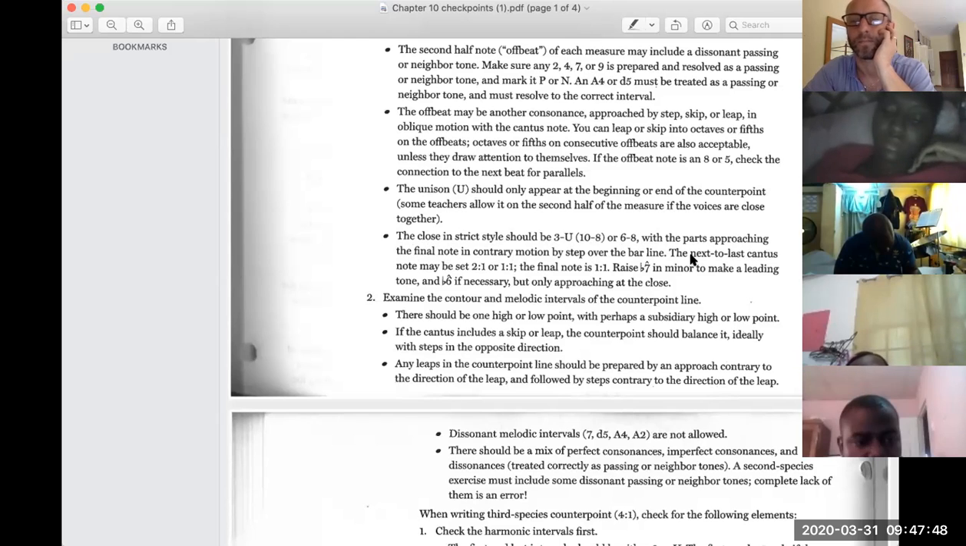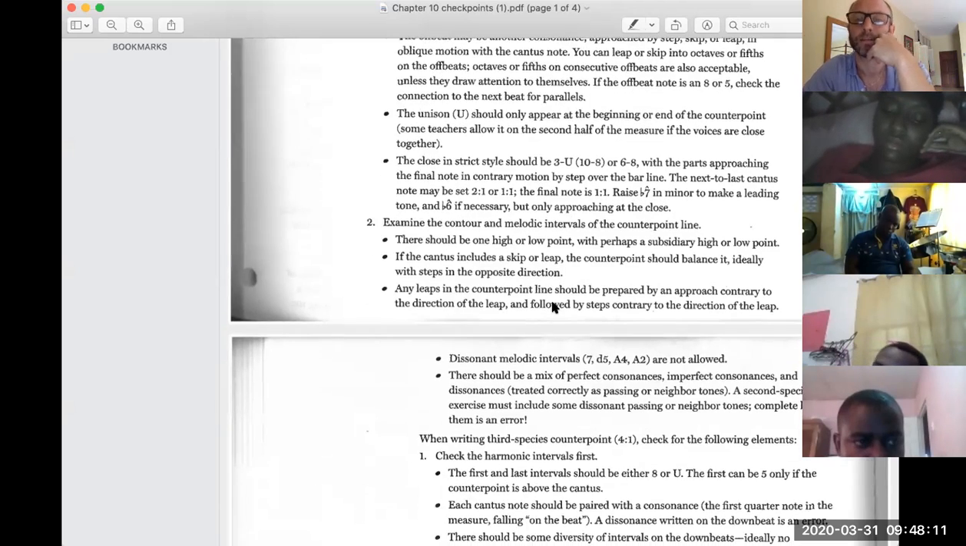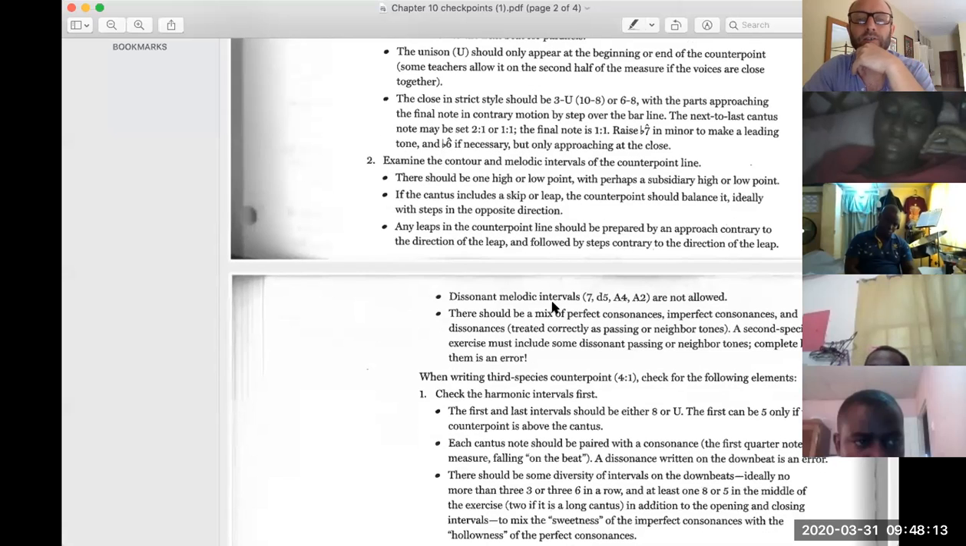This is exactly the same as the ending in first species. Nothing's changed here. The next to last cantus note may be set 2 to 1 or 1 to 1. What that means is the penultimate note may just be one note to one note, and the last bar one note to one note. Well, I'm generally doing 2 notes in the penultimate bar. We're going to cover that in just a minute if that's confusing. Raise the flat seventh in minor to make a leading tone and flat sixth if necessary.